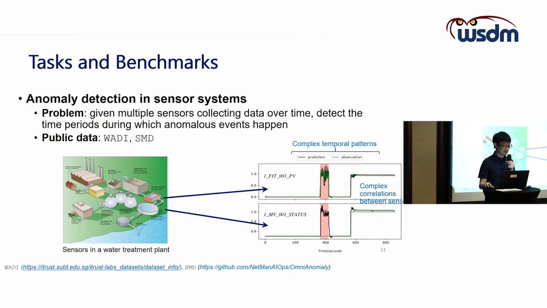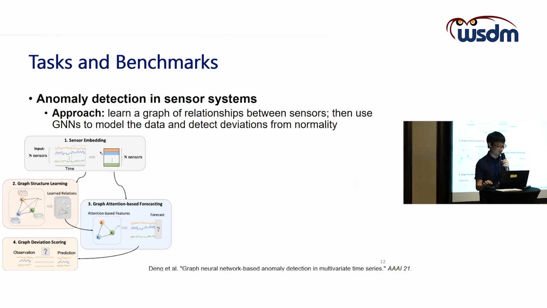The public datasets that can be used are this water treatment plant dataset, and this one, which is a server machine dataset. Both of them have ground truth anomalies as well. Yeah, so this is just an example of one of the works that we did.